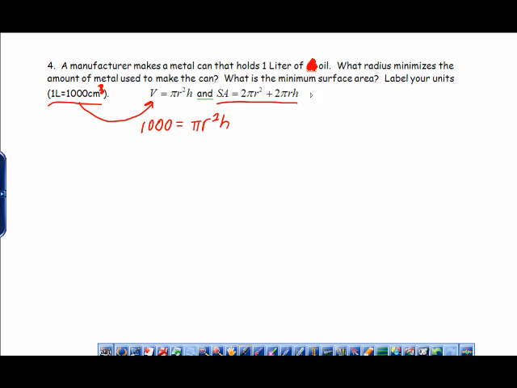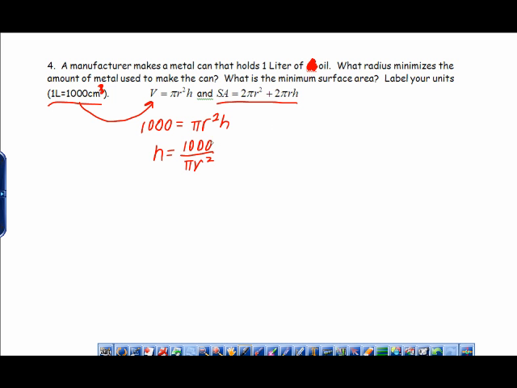Also, think about the question. It says what radius minimizes. Okay, so I want to have my surface area in terms of r. That will save me a little bit of work. So what we want to do here is solve for h. So h is going to be 1,000, and I'm using 1,000 instead of 1 because I want my radius and height not in terms of some weird increment of liter, but in centimeters.